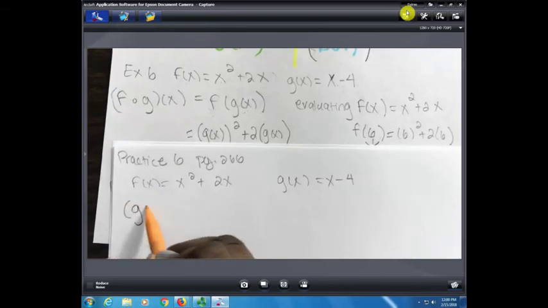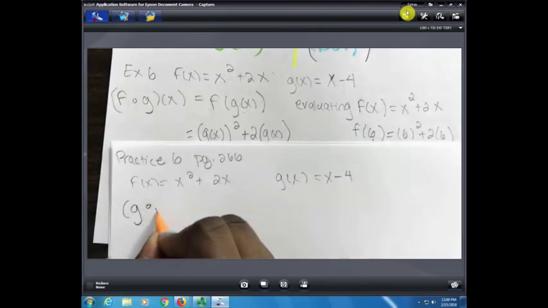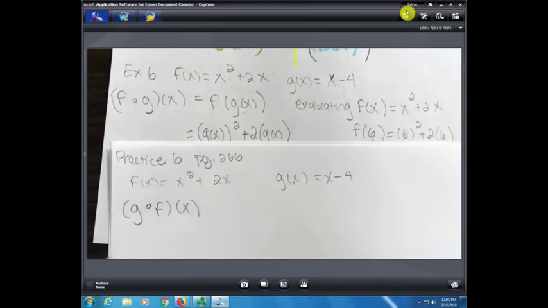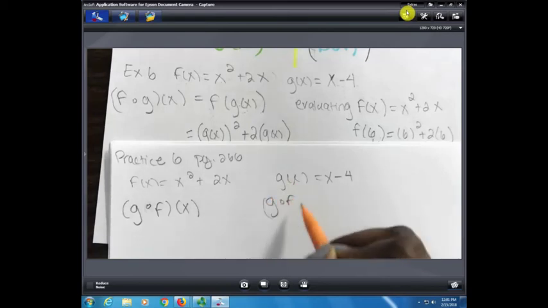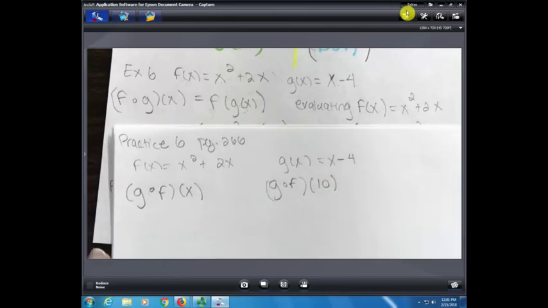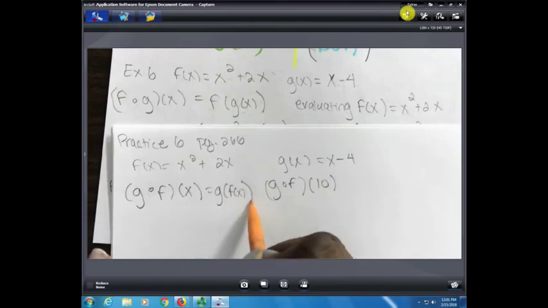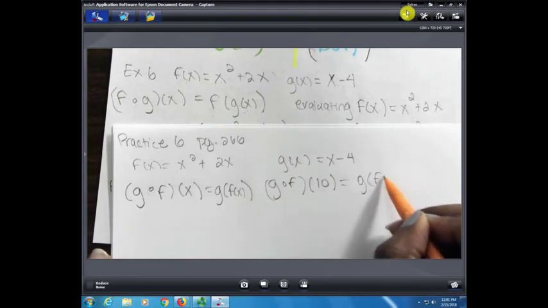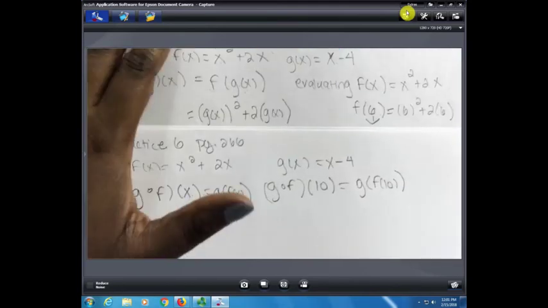So this time, let's do g of f. I don't know why I made that circle so big. So let's do g of f of x, but also let's do g of f, and then the question wanted us to do the number 10. So this is the g function composed of the f function. So let's try this one, the practice 6.